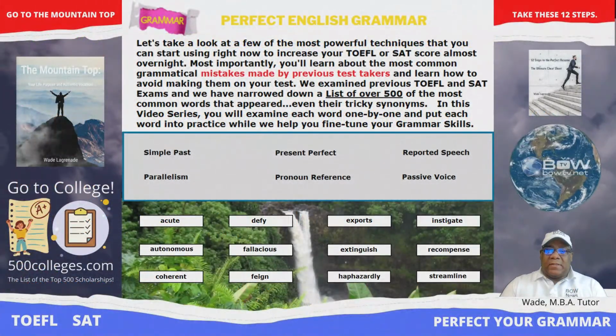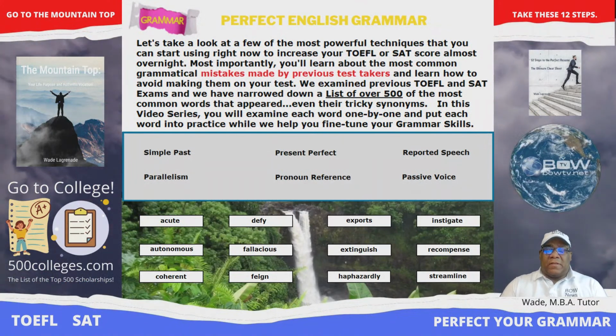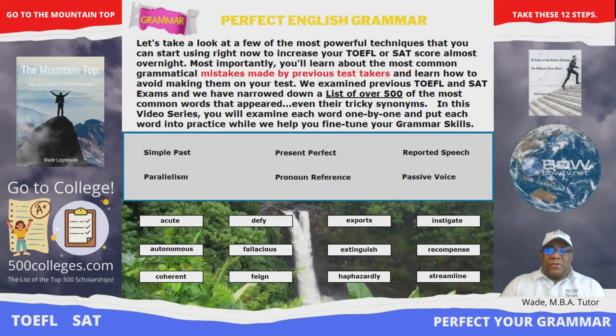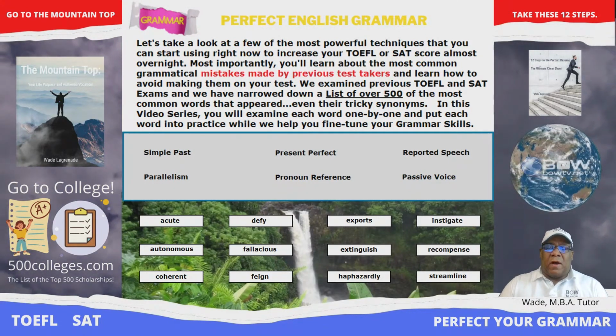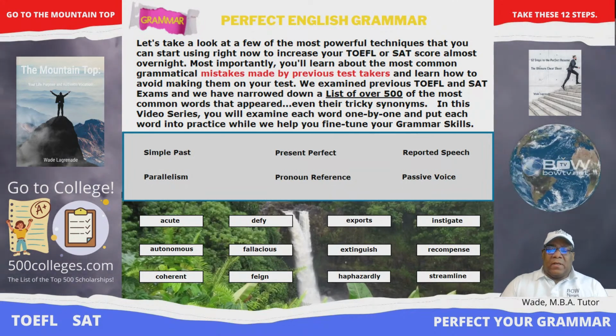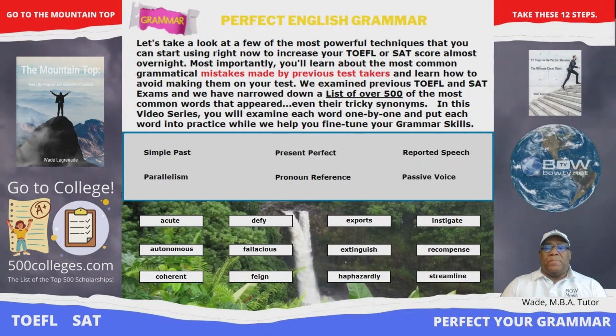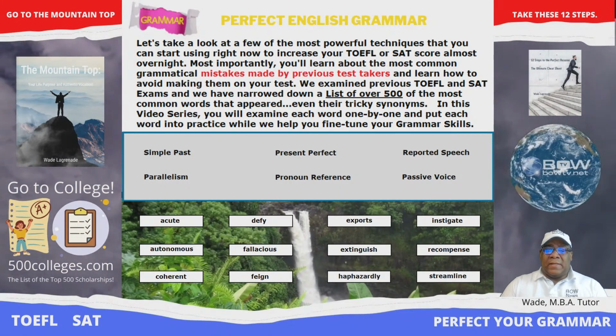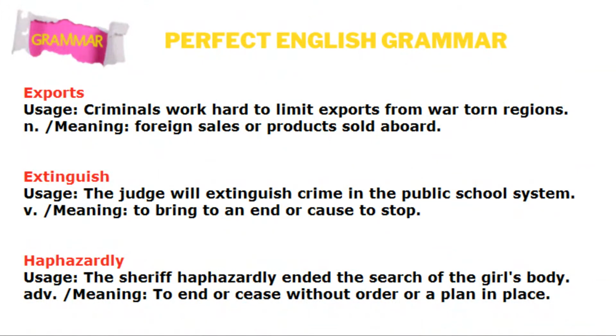Looking at our next set of words, this is our third set: exports, extinguish, haphazardly. You may have seen these words before. They're more common on the older TOEFL and SAT exams, but the synonyms can be a little bit tricky, so it's important for you to correlate the relationship between the actual word and its synonym. In this case, exports. Criminals work hard to limit exports from war-torn regions. Noun, meaning foreign sales or products sold abroad. A synonym would be foreign sales. An adjective, exported. Verb, export. Or noun, products sold abroad.